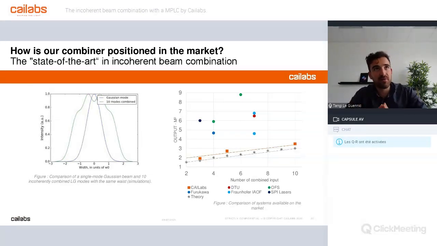And in the graph on the left side, you can see that the overlap of the 10 modes is really good compared to the perfect Gaussian beam, which is the best one. It is the fundamental mode. And on the right side, you can see in the graph that our combiner is really well positioned in the market thanks to this modal approach. We are really close to the theoretical limitation, which appears in gray.